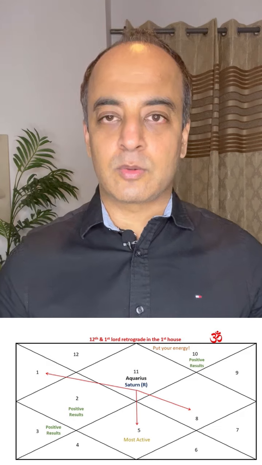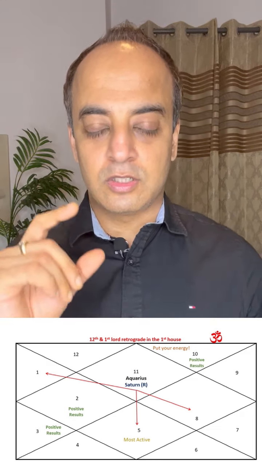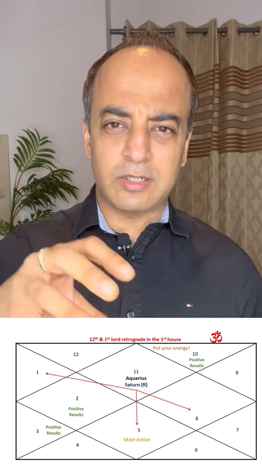Now let's talk about Aquarius ascendants. For Aquarius ascendants, Saturn becomes the ruler of your 12th house and your 1st house, your ascendant. It is making a retrograde transit in your ascendant.